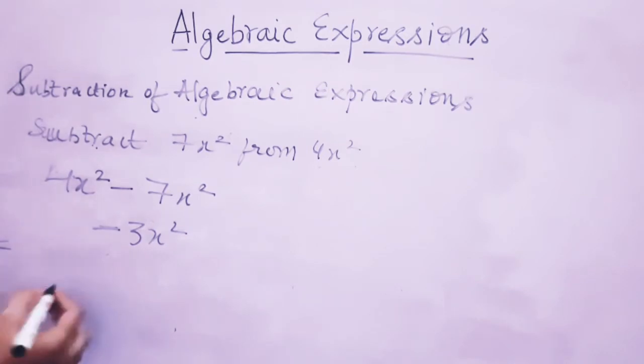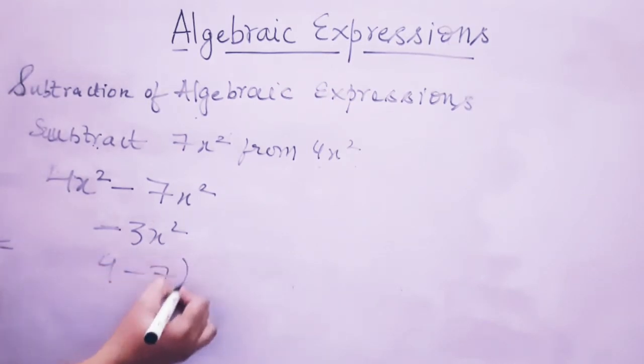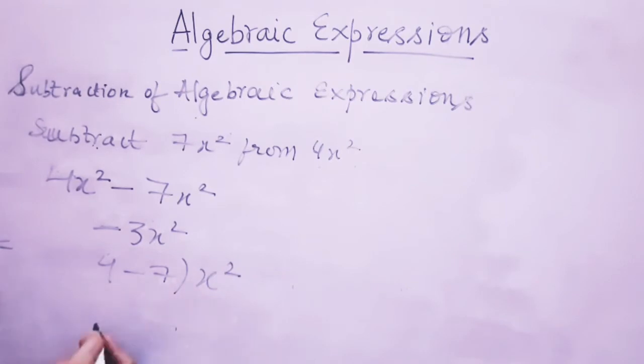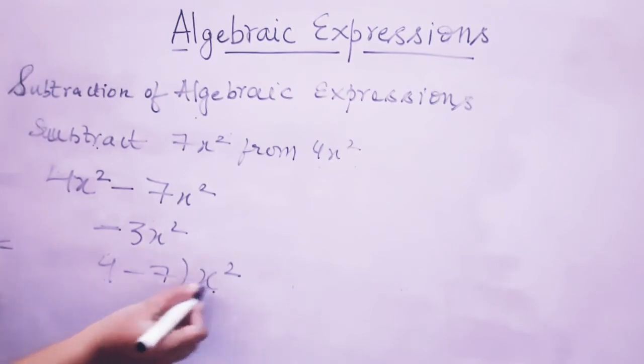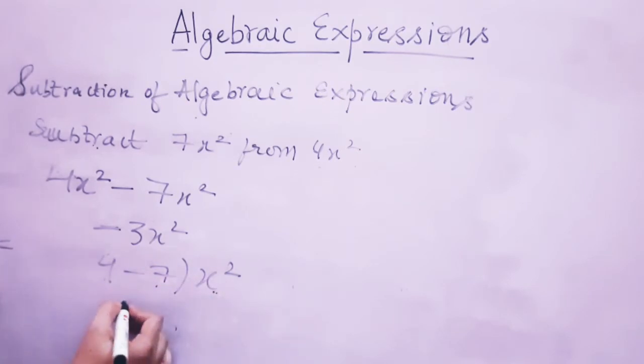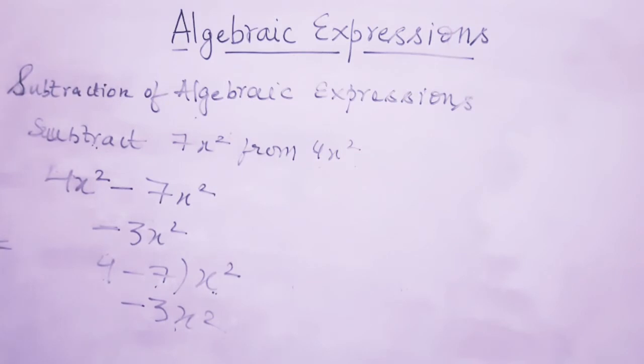Either you can take common 4 minus 7 within bracket and then x square outside, because this 4 is multiplied by x square and then 7 also. So 4 minus 7 is minus 3, so the final answer will be minus 3x square. Okay students, so this is how we subtract.